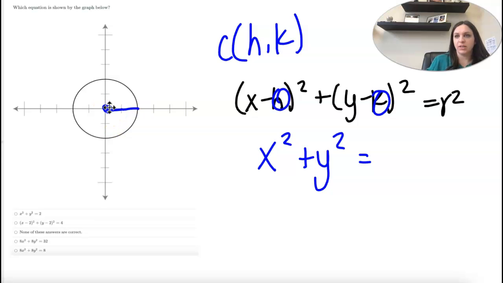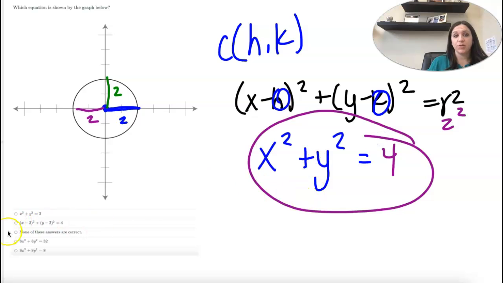And then our radius is 1, 2. You come from the center and you just go out to any side. It doesn't matter which way you go, right? You're always going to get 2. So 2 squared is 4. So for this example, it really is none of these are correct. Okay, there's a tricky one right there, but that's not it. Okay, that's it for this section. Good luck.